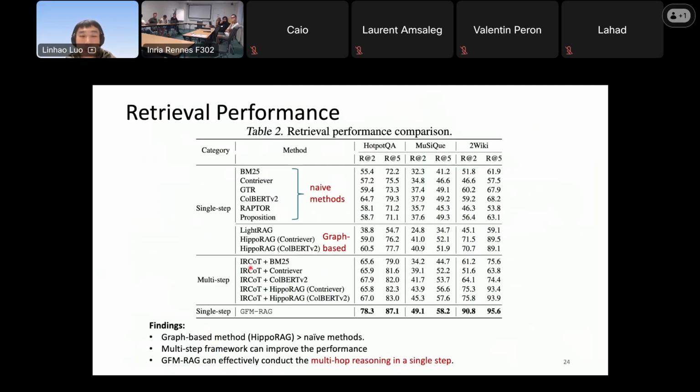Then we can retrieve the relevant knowledge for each subquery. So we can see that even though this kind of multi-step framework can improve the performance of the existing method, it still cannot beat our baseline method, even though we only conduct single step retrieval. So we attribute this performance to the power of graph neural networks. Because with multiple layers of message passing, we can effectively conduct multi-hop reasoning, even within a single step.